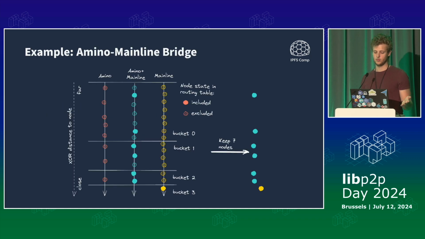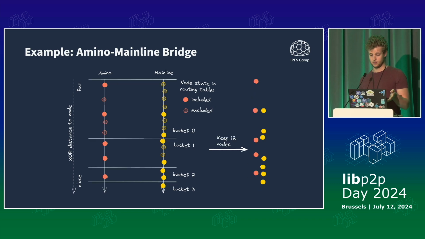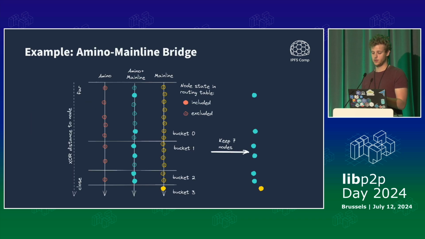In this example, we can see that there are many more peers in the mainline than in Amino. If I go back here, I have 7 yellow nodes, and in the end I also end up with 7 nodes, with just 1 yellow. So that's how we can optimize by selecting peers that are running in both.